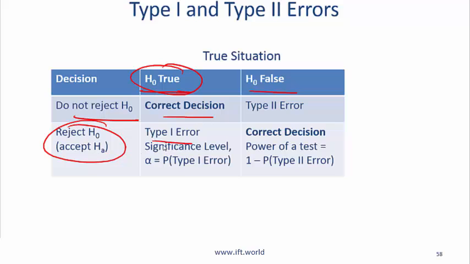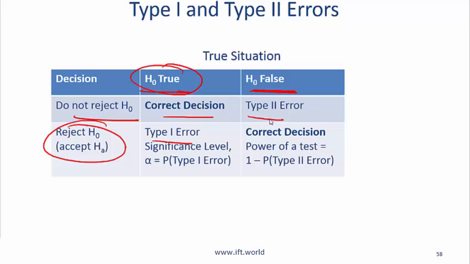So just say this loudly a few times to remember, because people have trouble remembering this. If H0 is actually true and you reject H0, that's type 1. What's the other situation? The other situation is that H0 is false. That means that you should reject, but you do not reject. That's a type 2 error.